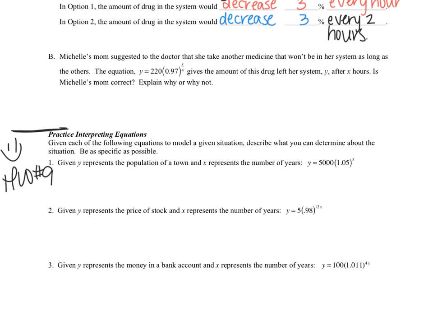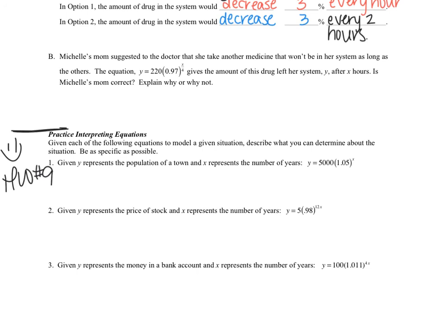Michelle's mom suggested to the doctor that she take another medicine that won't be in her system as long as the others. The equation y equals 220 times 0.97 to the x over 4 gives the amount of drug left in her system, y, after x hours. Is her mom correct? Why or why not? So go ahead, pause, try it, come back.